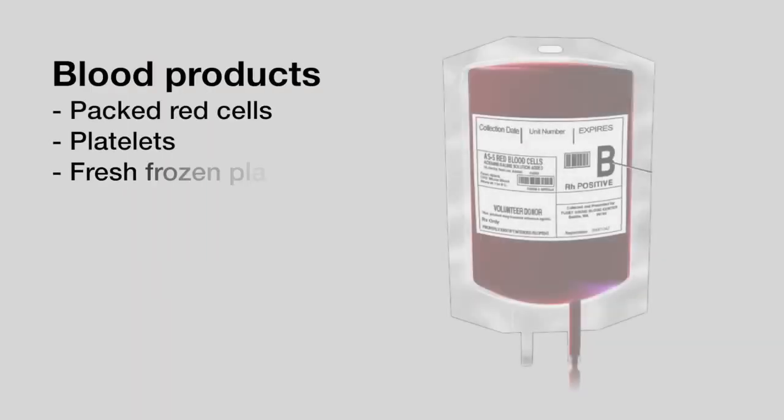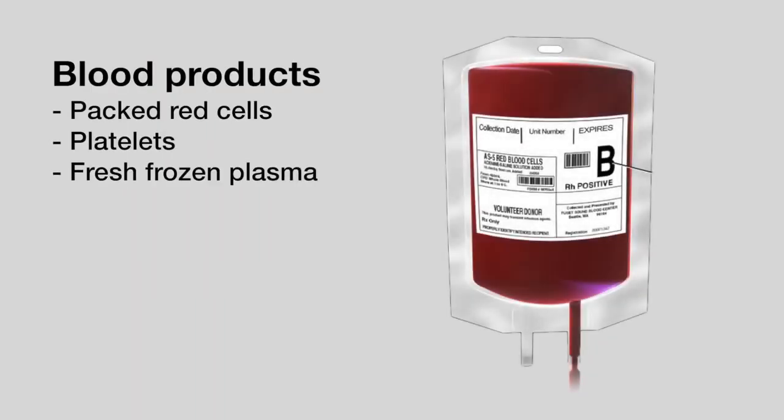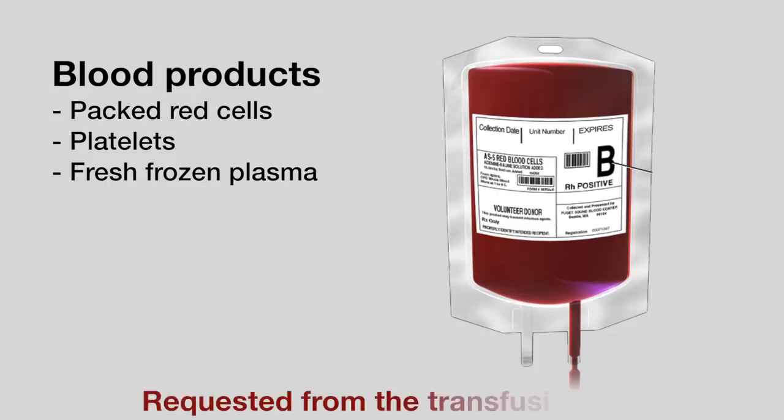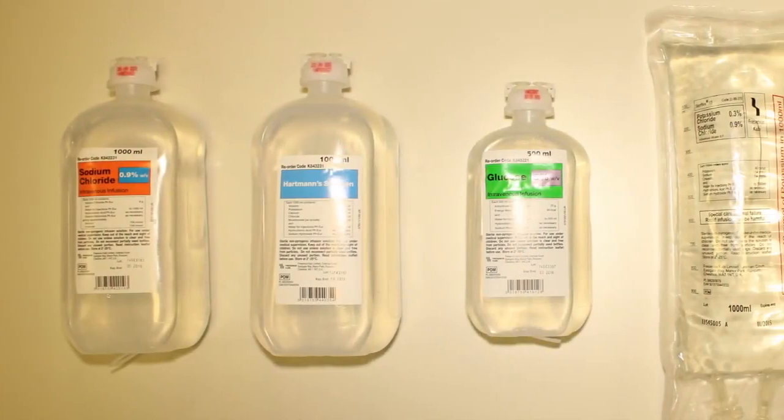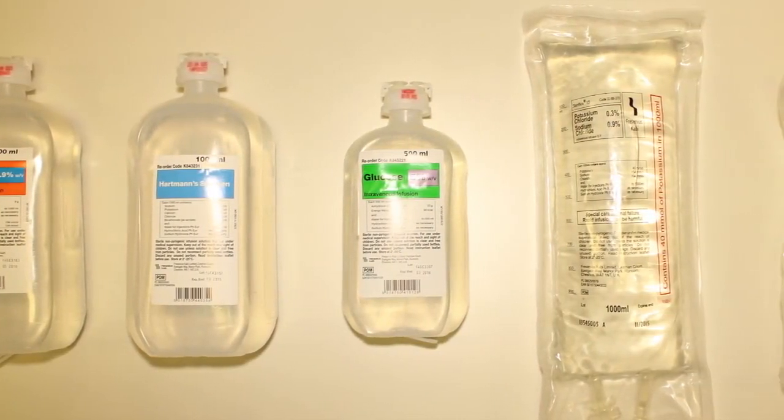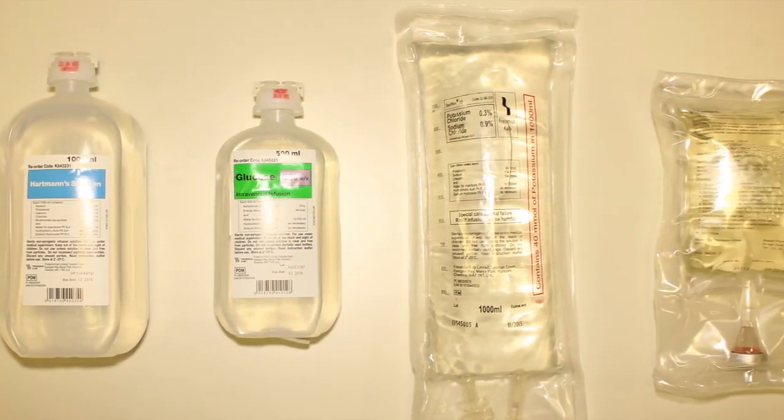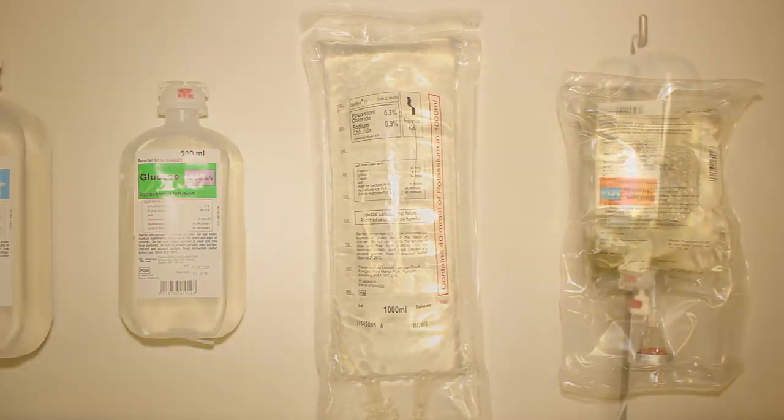The final type of fluid is blood products, which include packed red cells, platelets, and fresh frozen plasma. These products need to be ordered from the transfusion lab, and their use and administration must follow local protocols. For the remainder of this video, we will focus purely on the administration of crystalloid and colloid solutions.